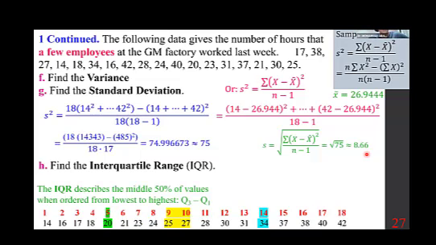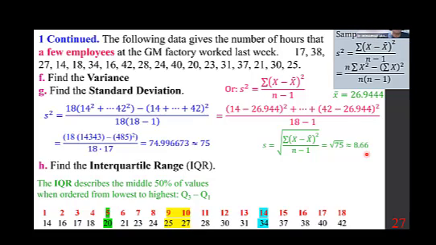So IQR describes the middle 50% of the data, and by definition is Q sub 3 minus Q sub 1. When we cut the data into 4 equal parts with 3 values, Q sub 1, Q sub 2, and Q sub 3, where Q sub 2 is the same as the median. In order to find Q sub 1 and Q sub 3, you could use various methods. I'm going to go over one easy way.